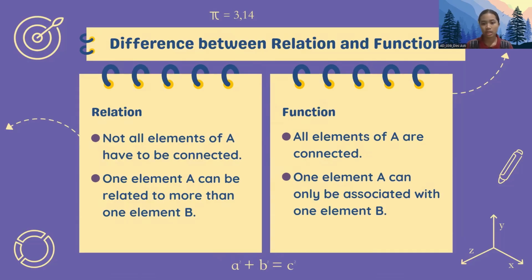Next, the difference between relation and function. Let's compare the two. In a relation, not all elements of A have to be connected, and one element of A can relate to more than one element in B. In a function, all elements of A must be connected, and each element can only be associated with exactly one element in B.